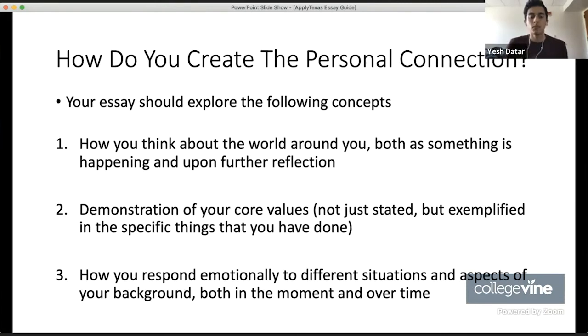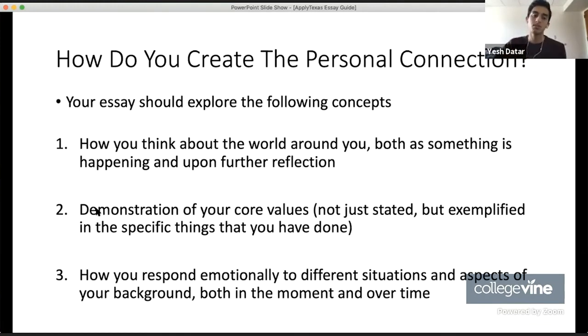So you really want to talk about how you think about the world around you, both as something is happening and upon further reflection. So really, this is talking about how you interact with other people, what your perspective on the world is. We're trying to get a sense of how you interact with the world and what you see in the world, and that'll give the admissions officer a good look into what influences you, how you perceive things outside of just classroom stuff, right?